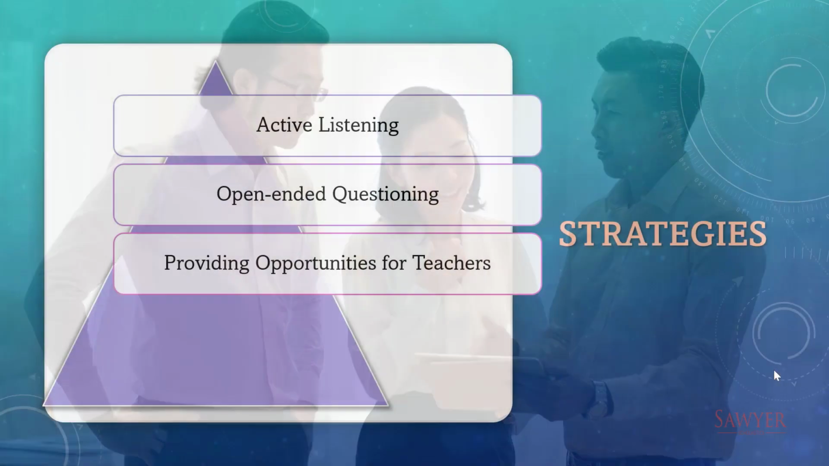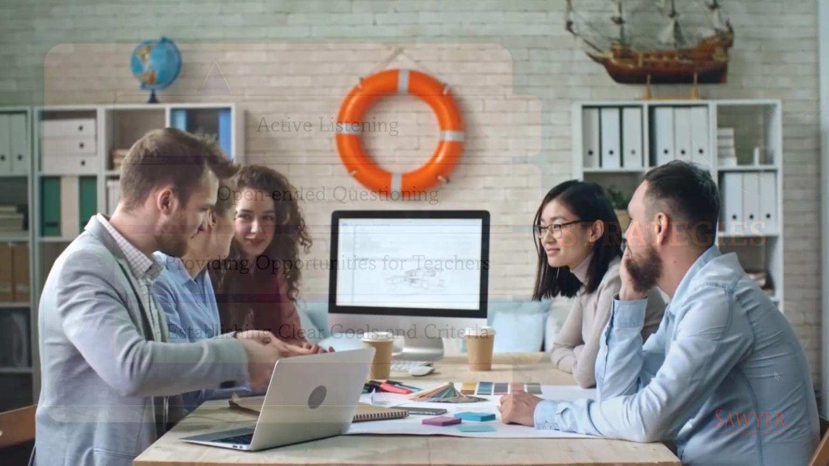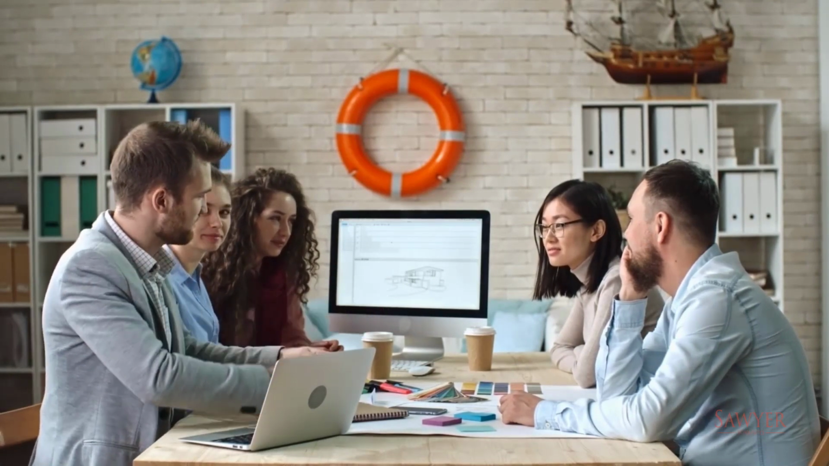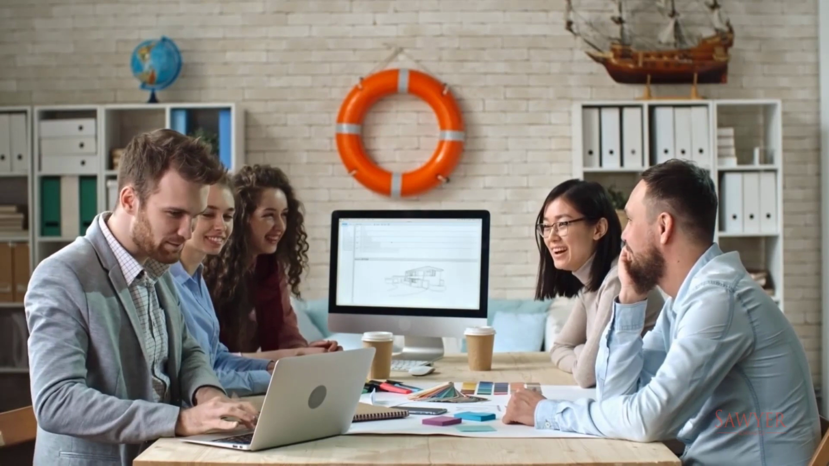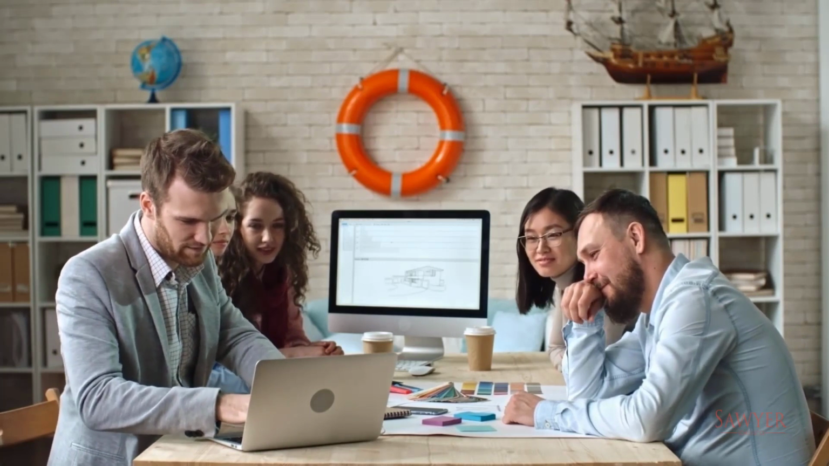Finally, another strategy is establishing clear goals and criteria. Remember that our pre-observation conferences should establish clear observation goals and criteria that align with the school's goals, with your goals. The observer and the teacher should work together to identify these areas of focus for reaching these goals. Establishing clear goals and criteria helps to ensure that everything remains focused and meaningful.